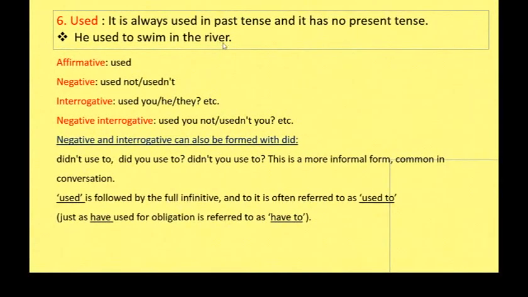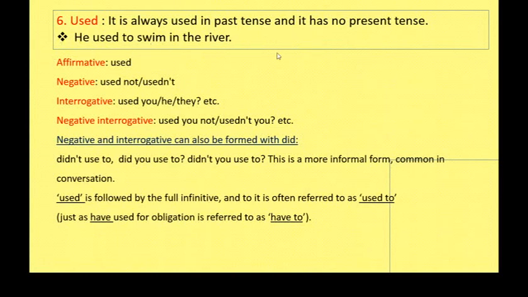Look at this rule here. Used is always used in past tense, and it has no present tense. You know, used is also a modal auxiliary, and this modal auxiliary is always used in past tense. To express our past habit, this modal auxiliary is used. You can find the example here.